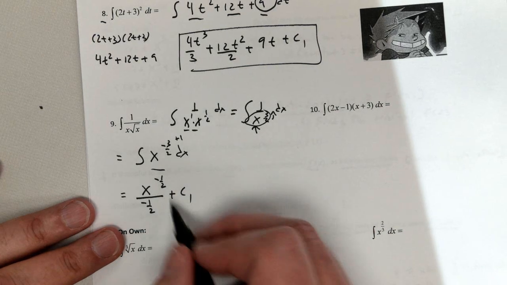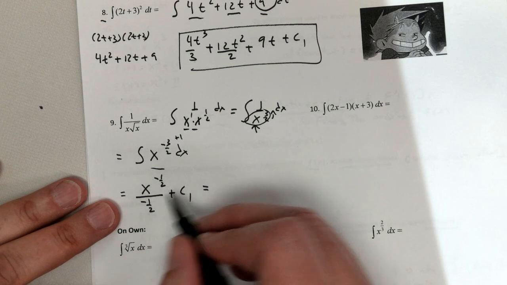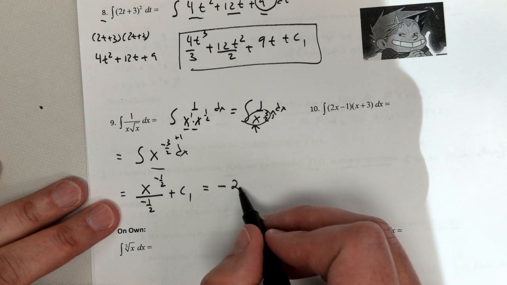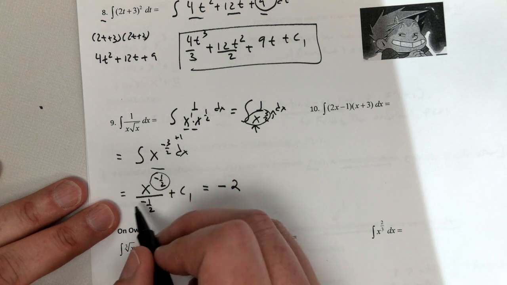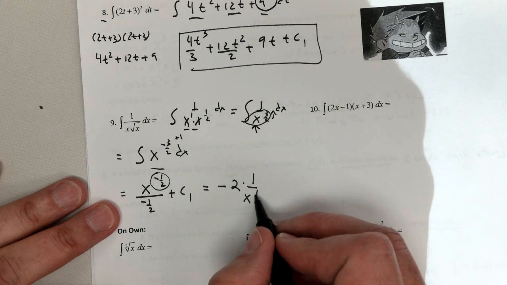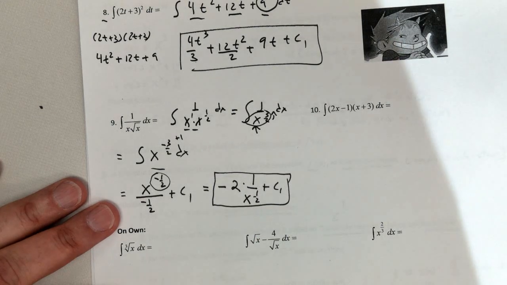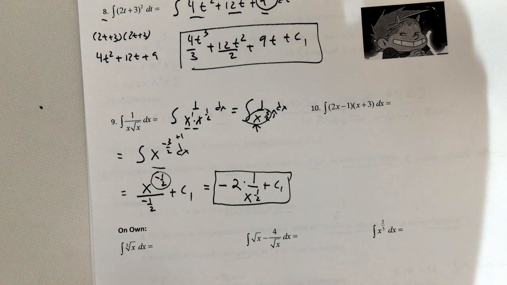This homework is so easy. All I'm really looking for is that plus c. Did you remember it? Now, I'm going to invert and multiply, so this becomes negative 2. But remember, I don't like a negative exponent, so I flip it. This is 1 over x to the 1/2 plus c1. And there's our antiderivative right there. That's kind of a nasty little one right there.